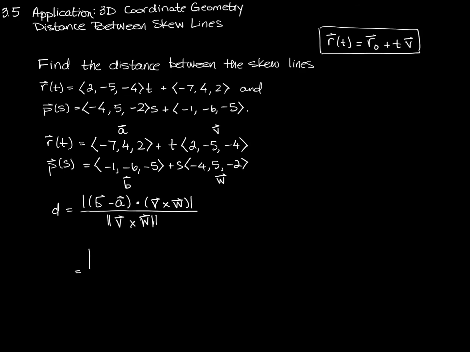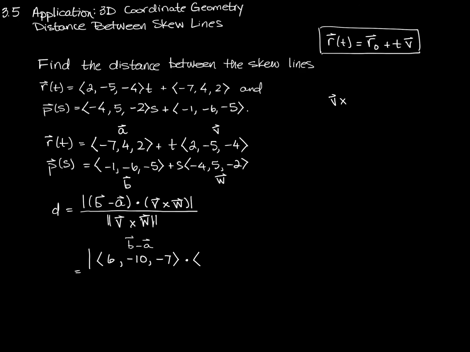B minus A is going to be component-wise the components of vector B minus the components of vector A. So for this vector, I'll get negative 1 minus negative 7, negative 6 minus 4, negative 5 minus 2. That's the vector B minus A. And I'm going to dot that with the cross product of V and W. Well, that's a little bit more involved, isn't it? So let's go over here.